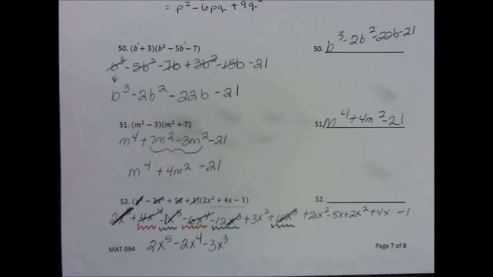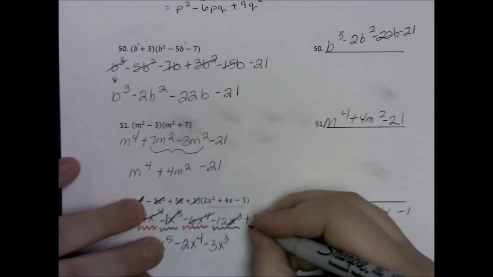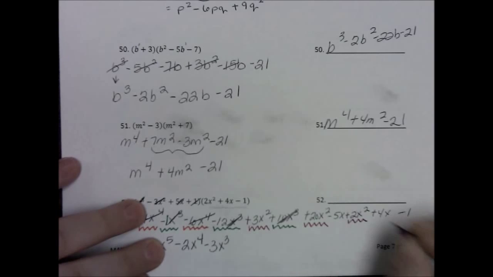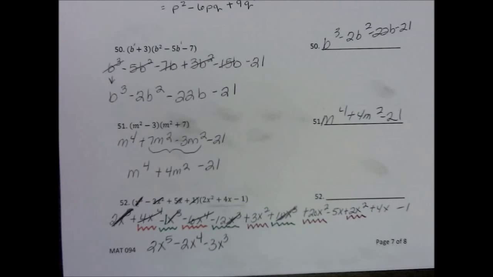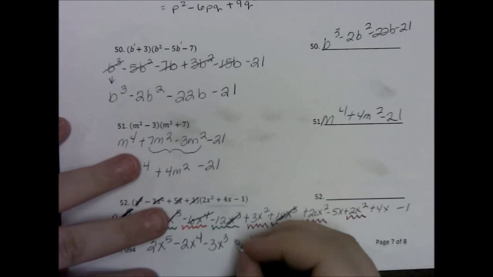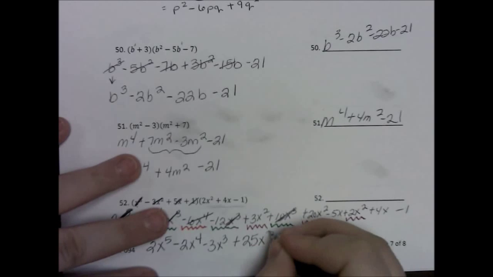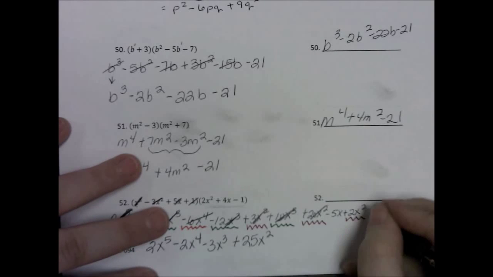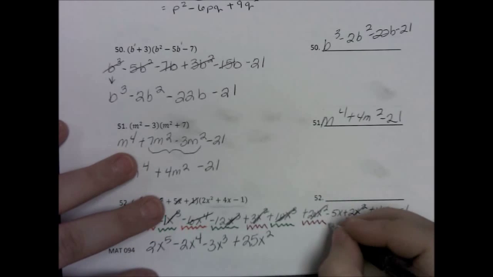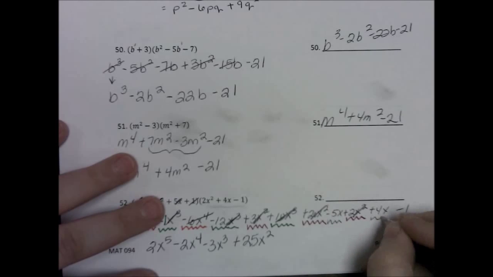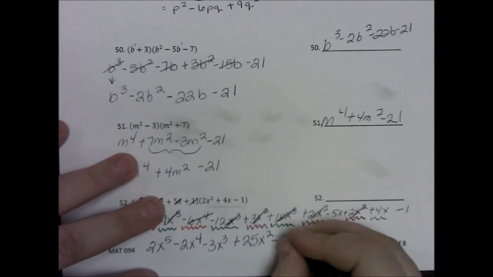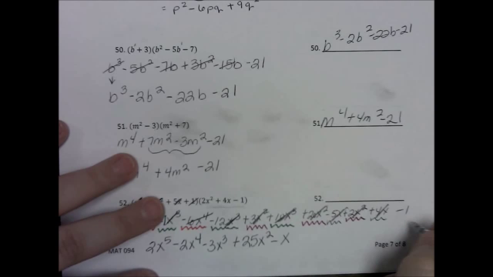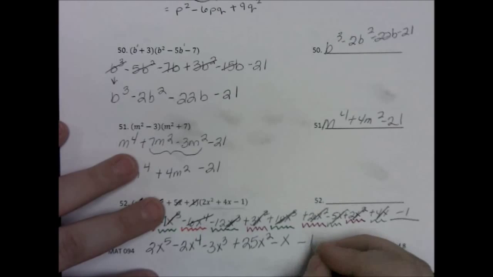Now I have my 3x squared, 20x squared, and 2x squared. So when you combine all of those terms, you get 25x squared. Then I have my negative 5x and 4x to get negative 1x. And then finally I have that negative 1.